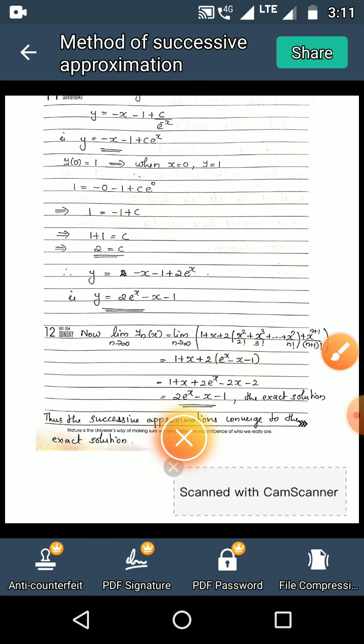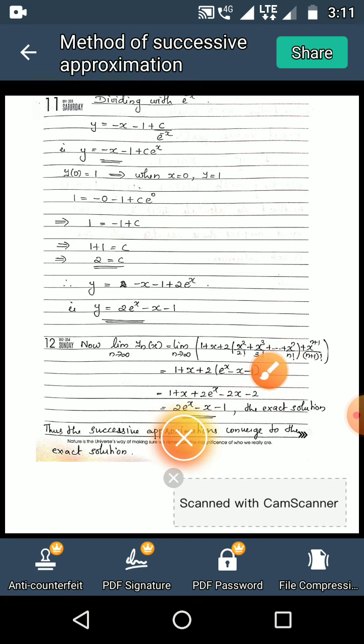Then it goes to infinity. So multiplying with 2, opening the bracket and simplifying, we get 2 e raised to x minus x minus 1, which is the exact solution. Thus the successive approximation converges to the exact solution. Successive approximation converges to the exact solution means that limit n tends to infinity of yn of x converges, that is, as n tends to infinity, it goes to the exact solution. That is the relation.